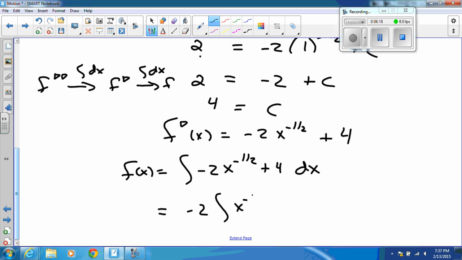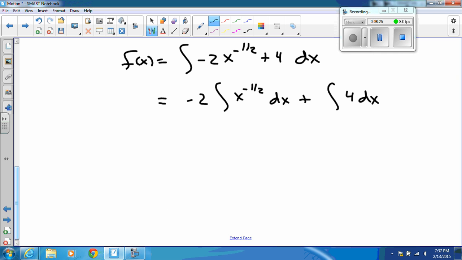And now we can use our integral properties to split up the integral into two smaller and easier integrals to work with. Let's see here. Add 1 to the power, negative 1/2 plus 1 is positive 1/2. Divide by the new power, plus the function whose derivative is 4 is 4x, plus the obligatory constant c.